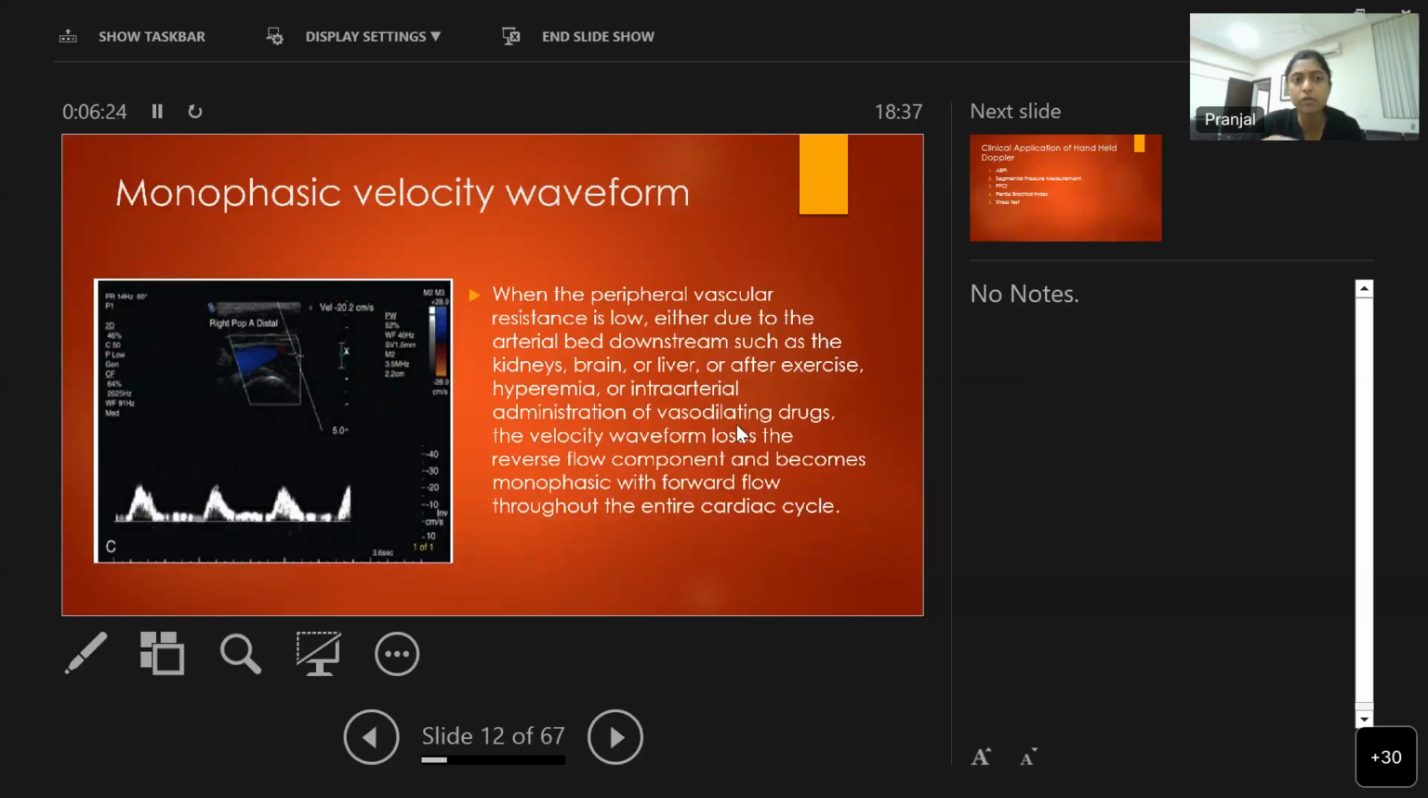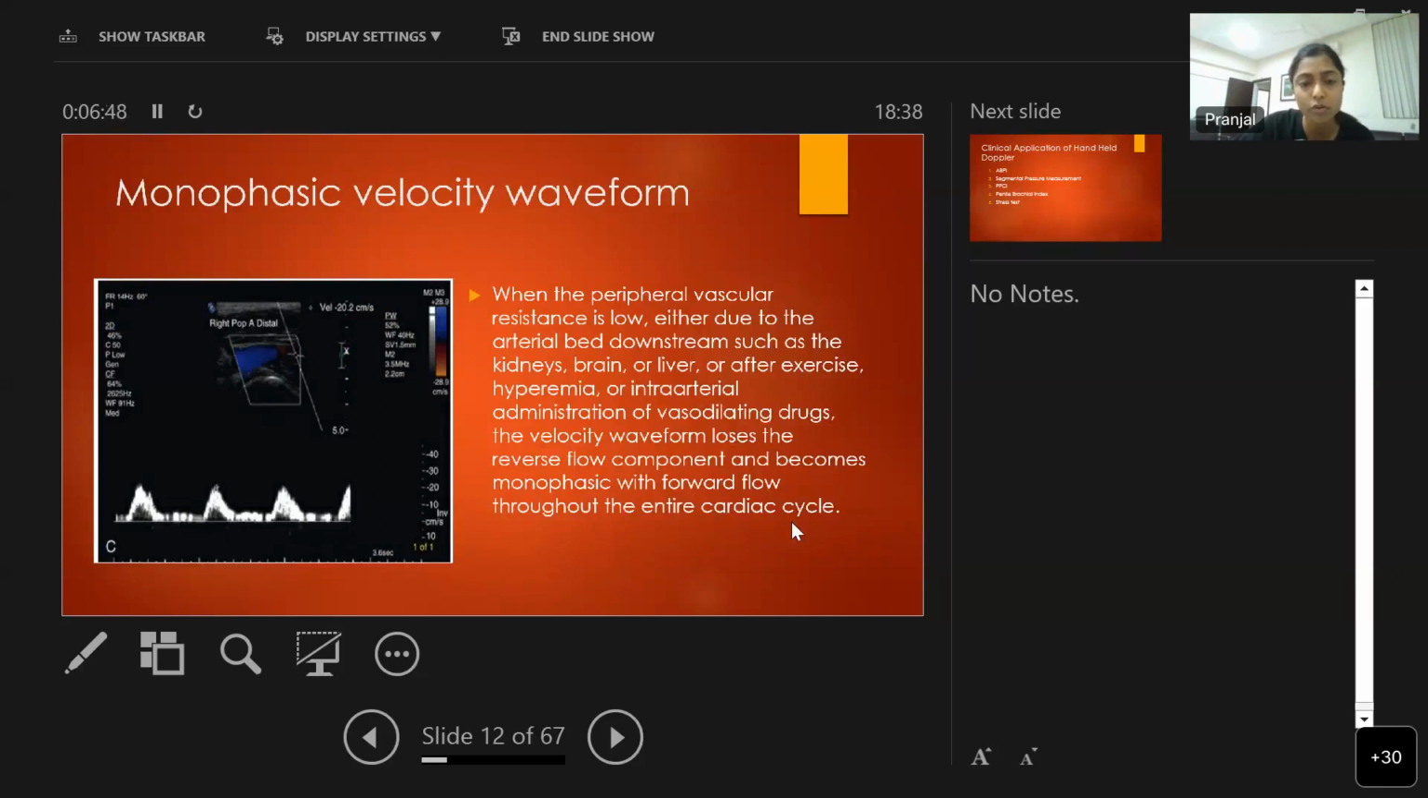Then we have a monophasic velocity waveform that occurs when the peripheral vascular resistance is low, either due to the arterial bed downstream, such as in the kidneys, brain, or liver, or after exercise, in which hyperemia or intravascular administration of vasodilators occurs. The velocity waveform loses the reversal of the flow component and becomes monophasic.